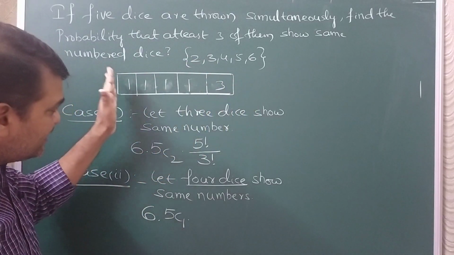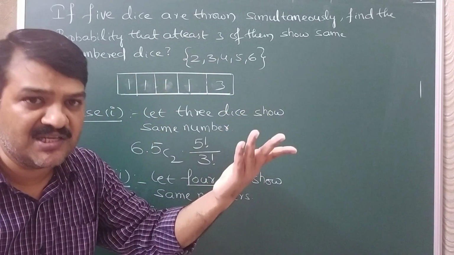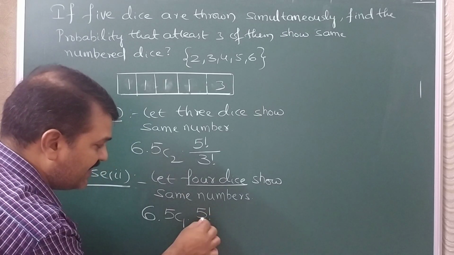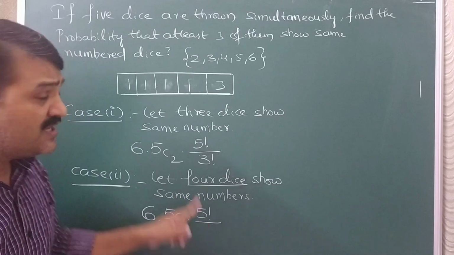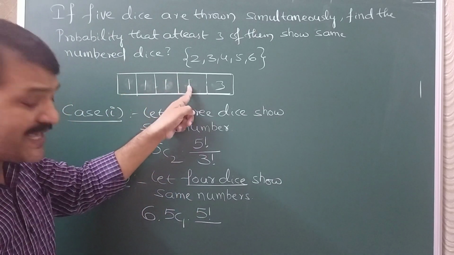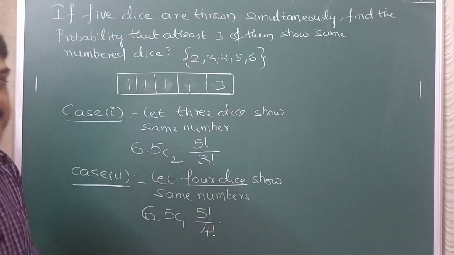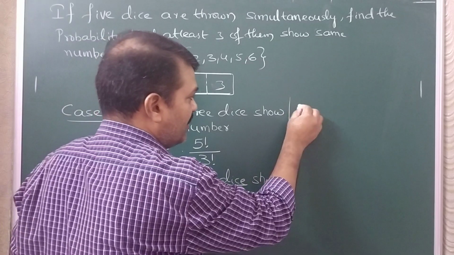It is not necessary that we write it like this only. So these can be put in different orders. For different orders, how many arrangements can we write? These 5 numbers can be arranged in 5 factorial, and you have 4 numbers the same here. Therefore divide by 4 factorial ways. So this is case 2, and we will write case 3 also.